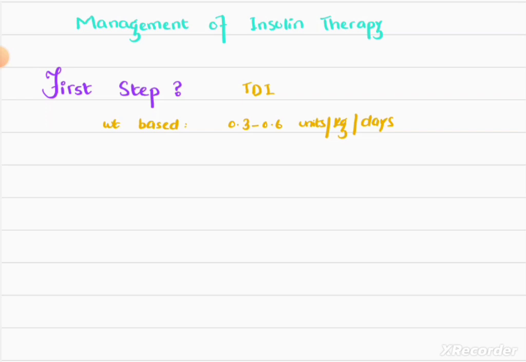The requirements may be higher if we're treating DKA, or during the initial diagnosis of diabetes mellitus, when the glucose levels of the blood are usually quite high. So the units of insulin required in those conditions are usually higher, but usually the TDI is 0.3 to 0.6 units per kg per day. So in order to manage insulin therapy in any patient, the first step is to calculate the TDI. After you have calculated the TDI, there are two methods.